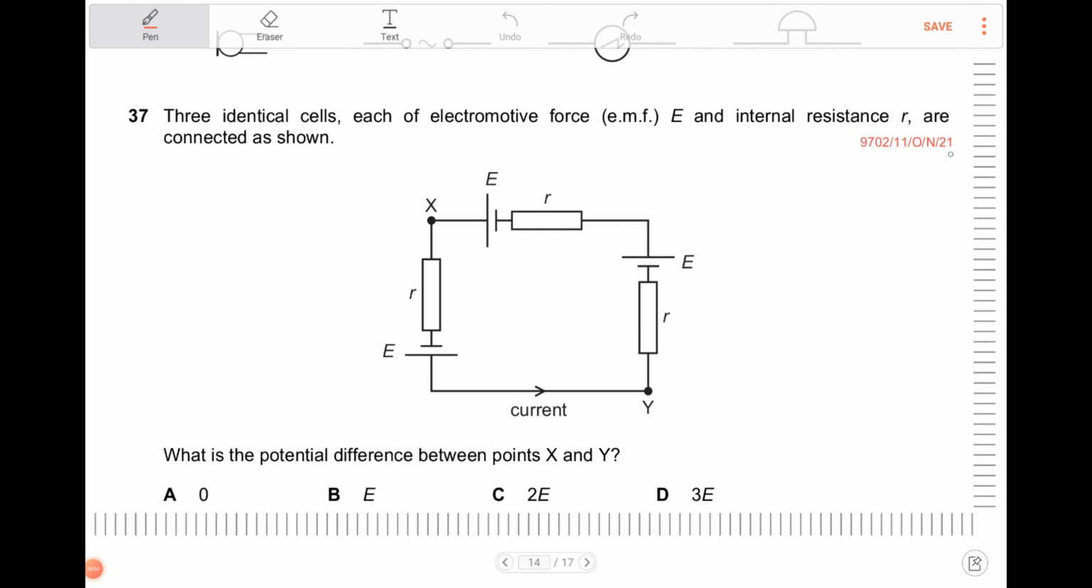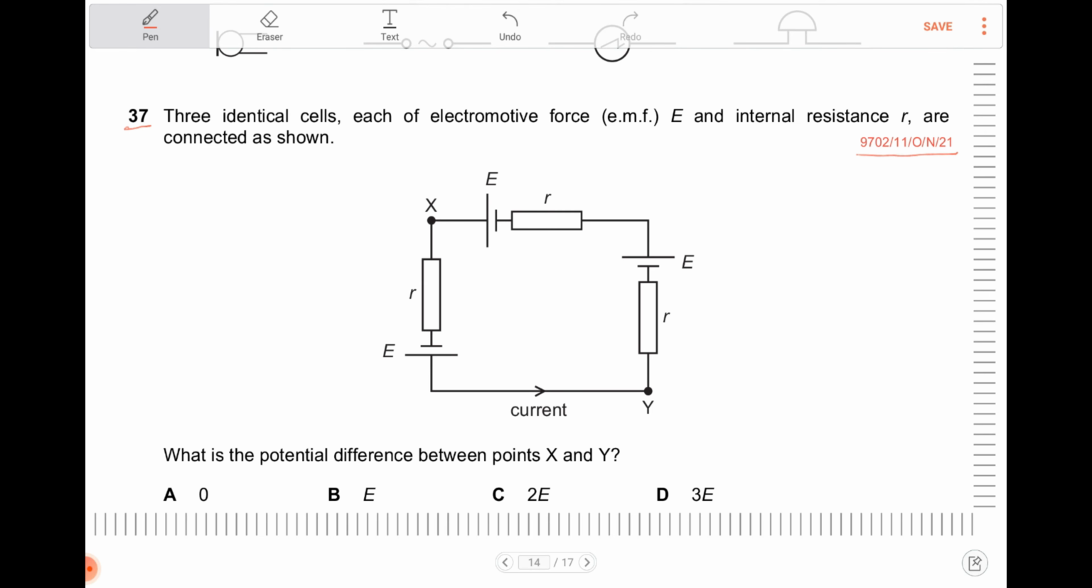Okay, this is the problem of 2021 October November paper 1, and the question number is 37. It is concerned with the chapter current electricity. It says that three identical cells, each of electromotive force EMF E and internal resistance r, are connected as shown. What is the potential difference between points X and Y?